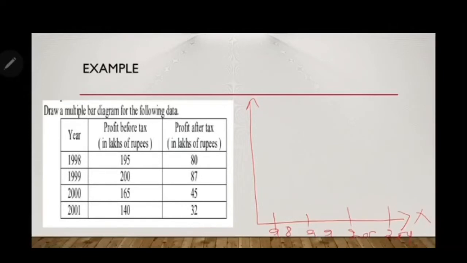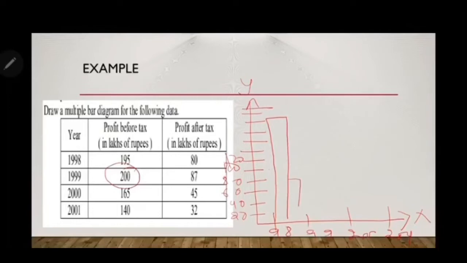I am going to represent profit on y-axis. Now, in order to divide y-axis, we have to consider data given in both the columns, that is before tax and after tax. So highest value is 200. I can divide my y-axis in gap of 20 each, and then I can draw adjoining bar in order to show the profit before tax and profit after tax. So for this year my profit is 195 before tax, and after tax it is 80.